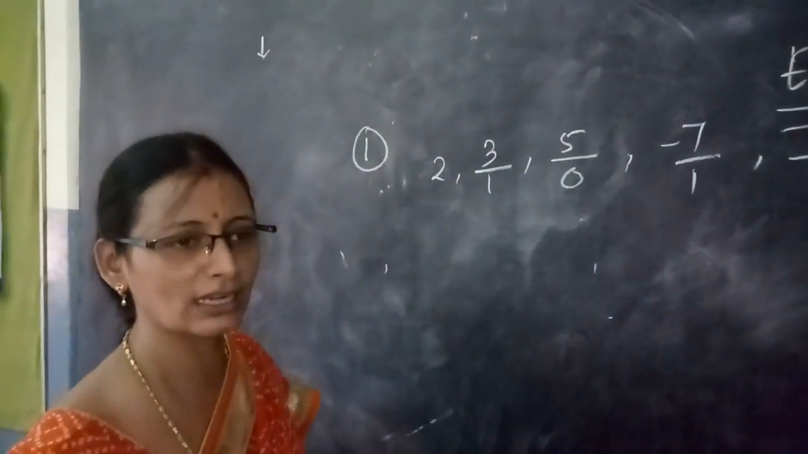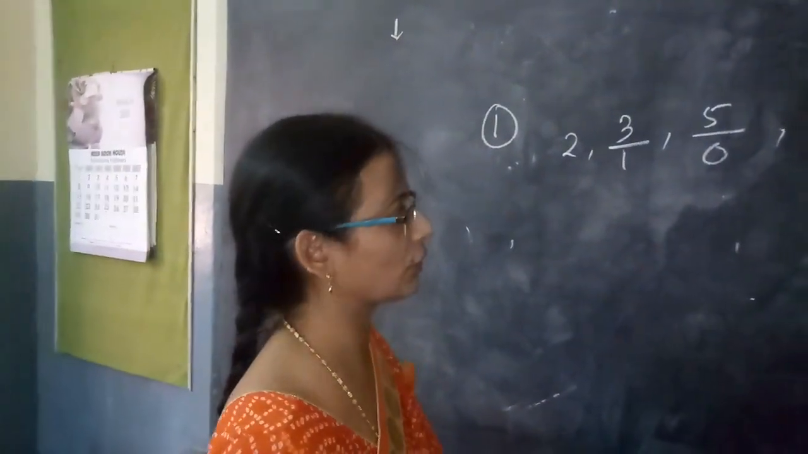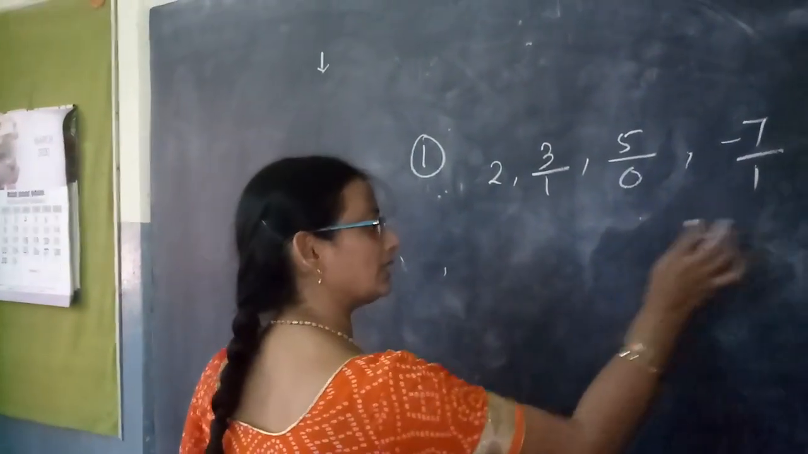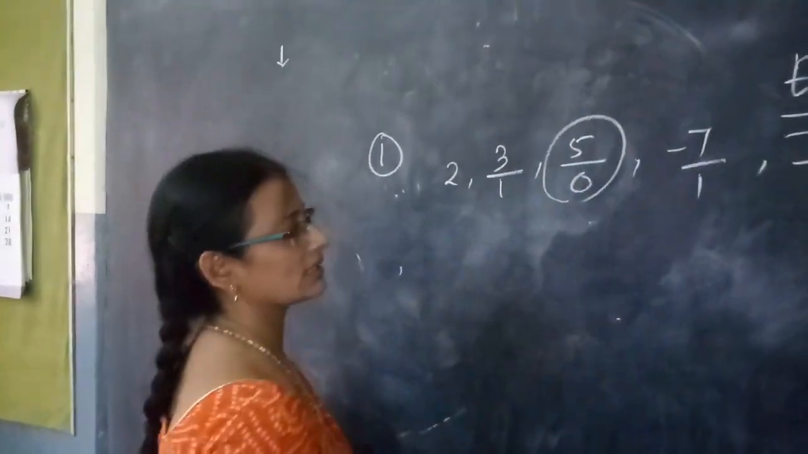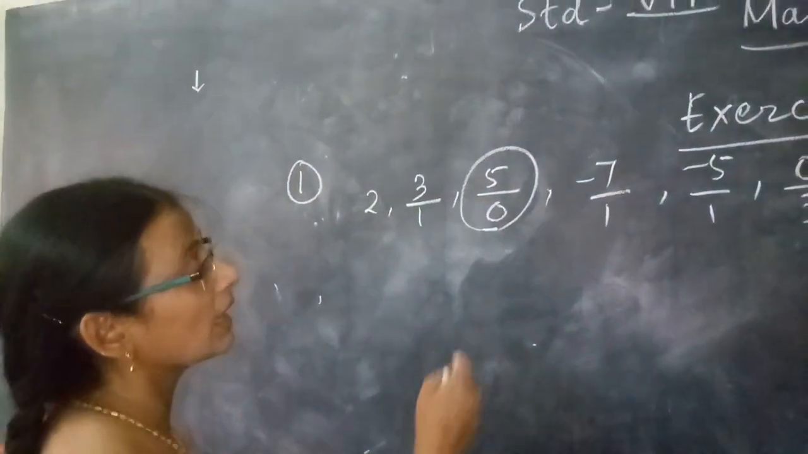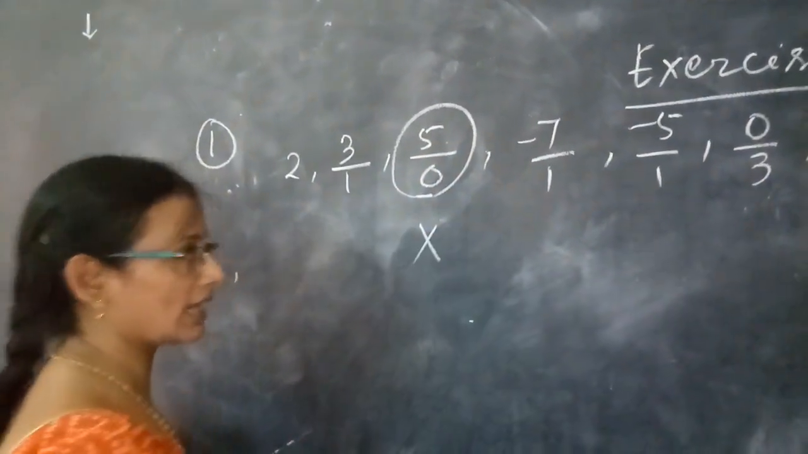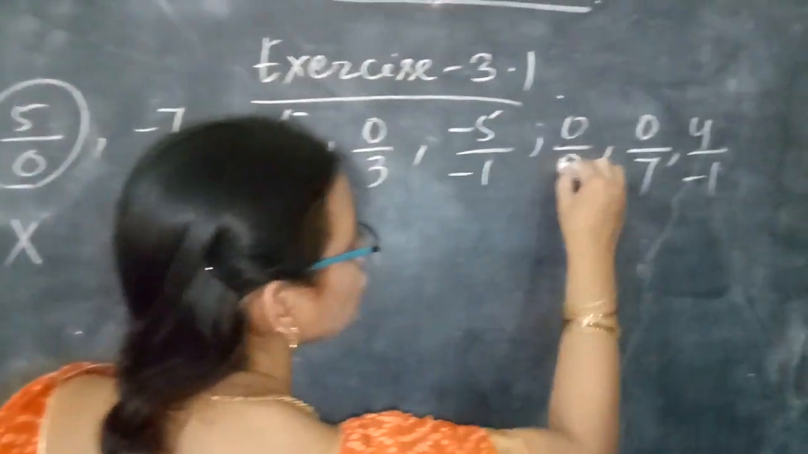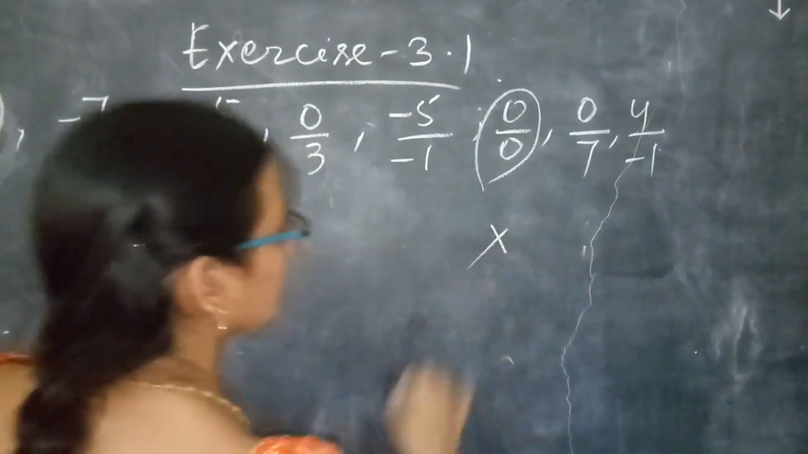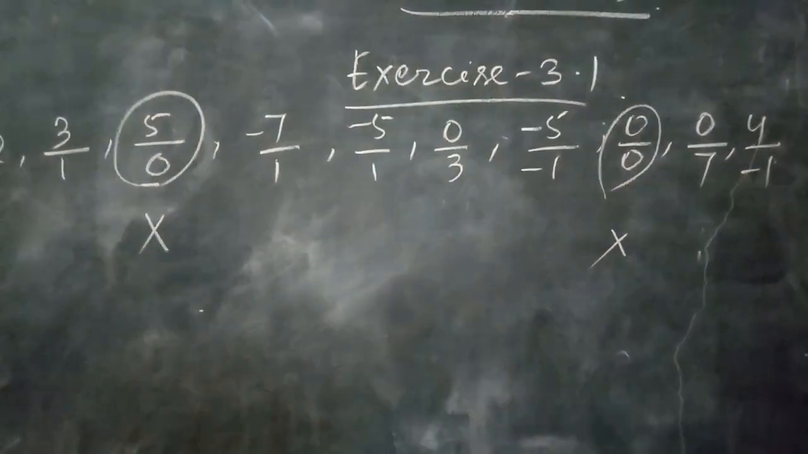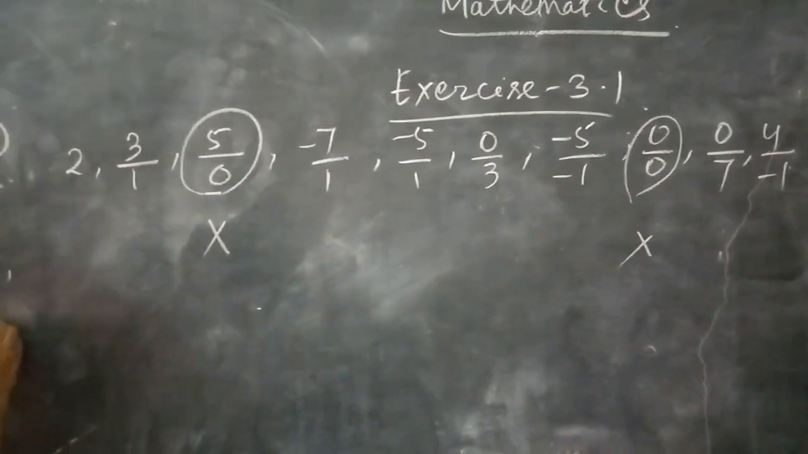We know that rational numbers can be written in the form of a by b, where b is not equal to 0. Considering that definition, 5 by 0 is not a rational number and 0 by 0 is not a rational number. Rest all are rational numbers.